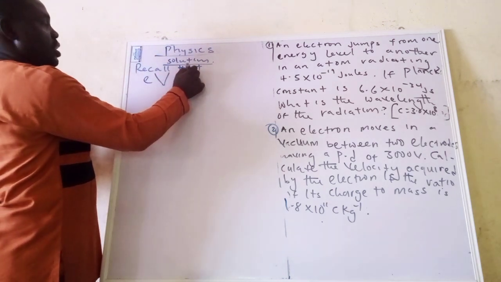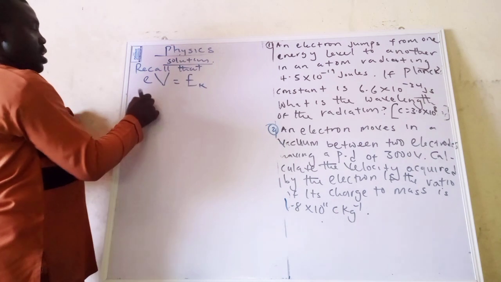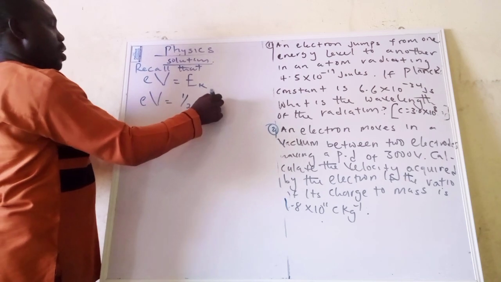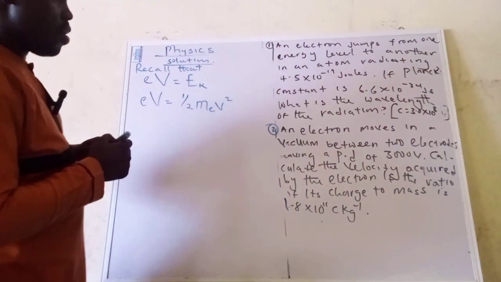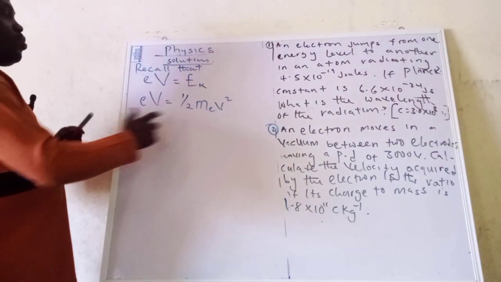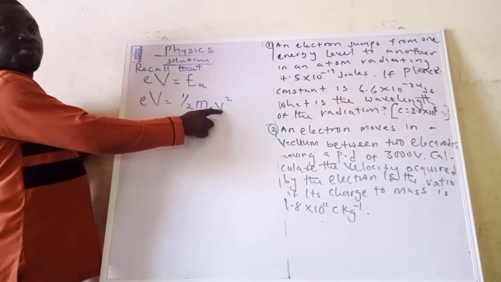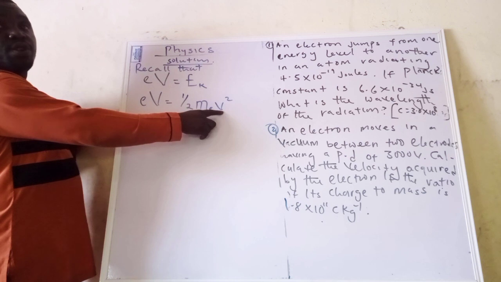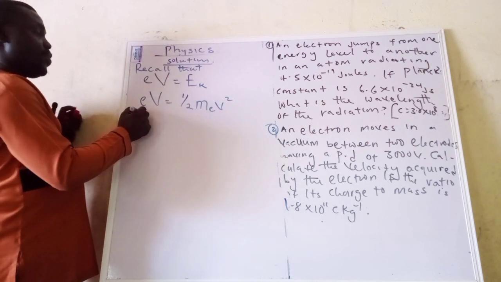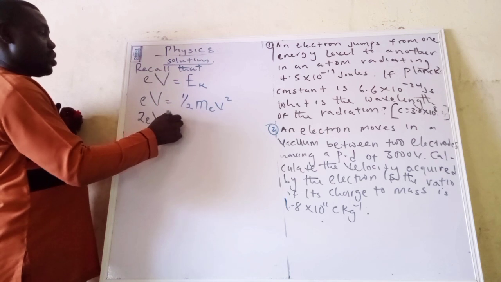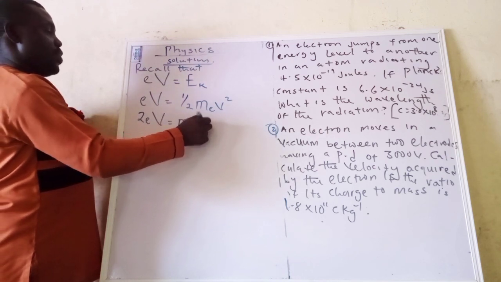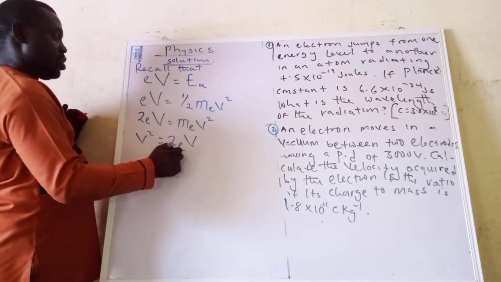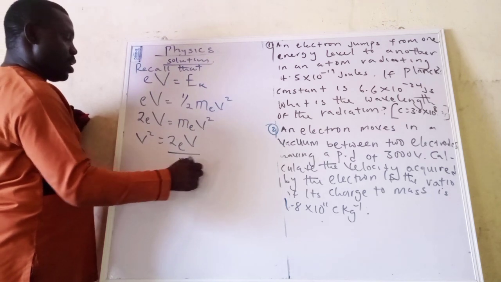So this formula, we need to remember that we said that electron volts is equal to kinetic energy. So electron volt therefore is half mv squared. So this is volt, while this is speed or velocity. Is this the one they are asking us to find now? Are you following? Yes, sir. So we have two electron volts equals mv squared. So v squared is two electron volts over m.